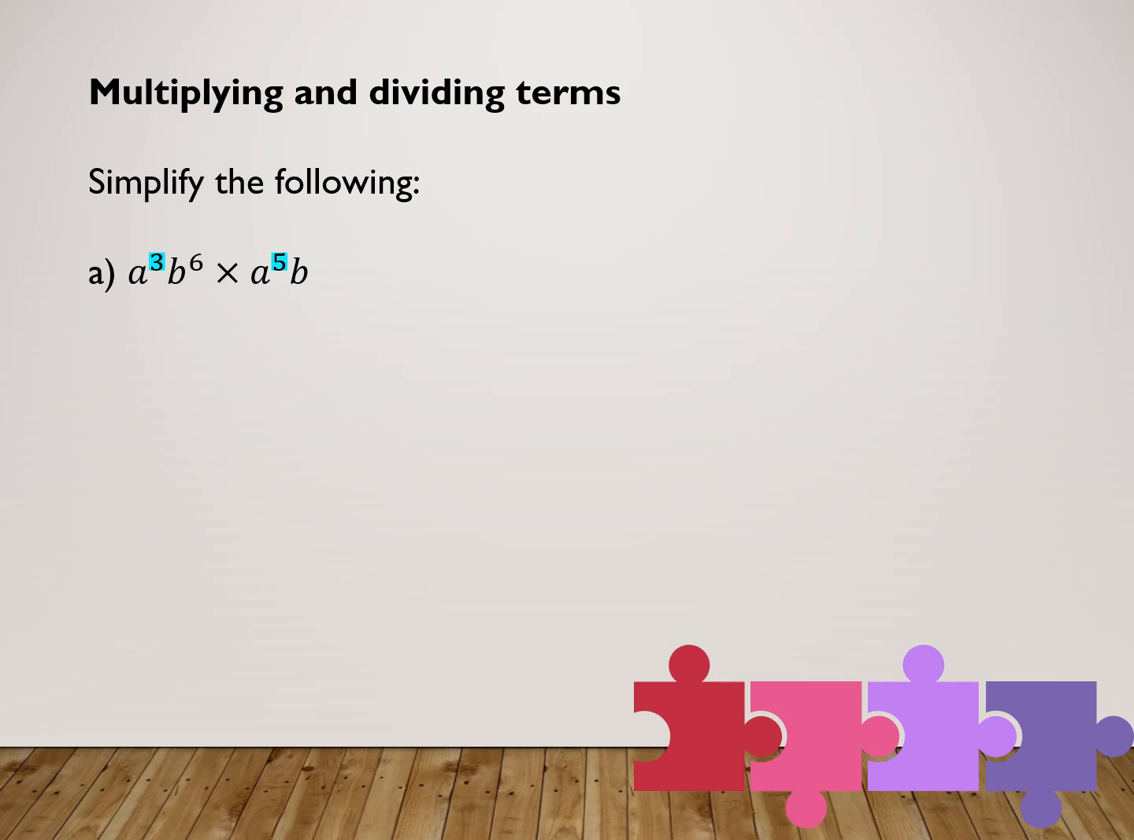So when we multiply, we're going to add the indices of the a's. We're also going to add the indices of the b's. So that b that was by itself had an imaginary 1. I've added it in just for this purpose. You don't need it. But 3 plus 5 for the a's makes 8, and 6 plus 1 for the b's makes 7.